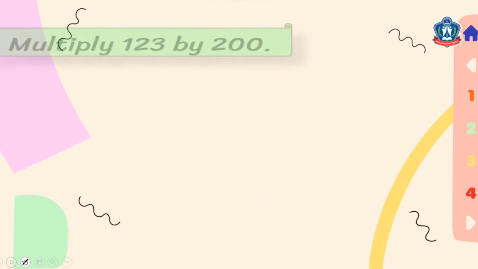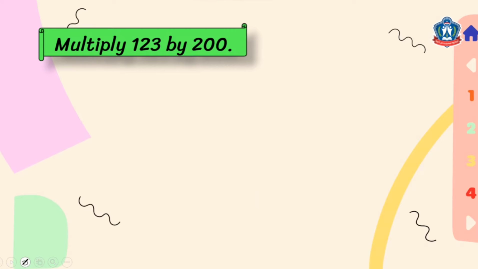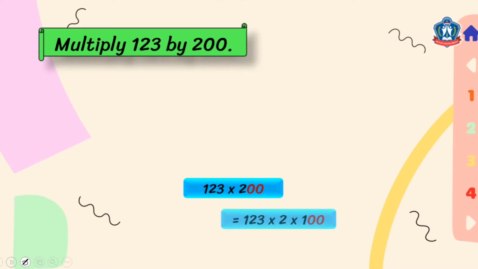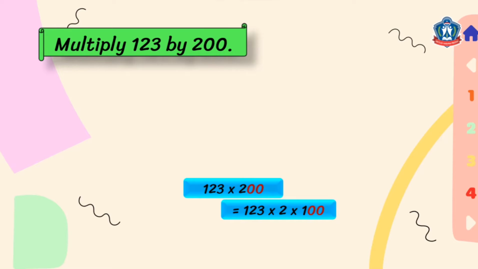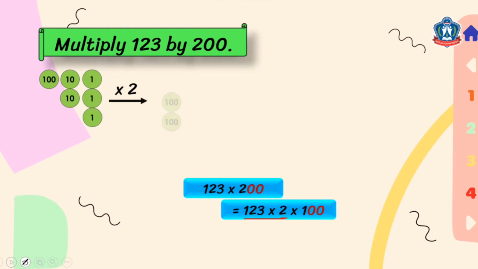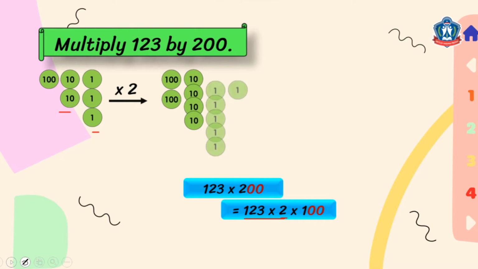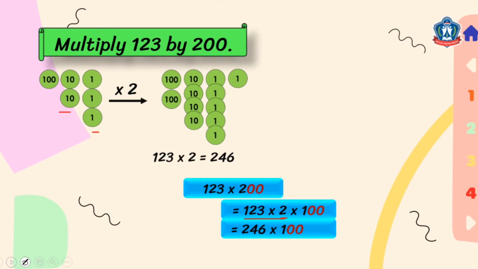Okay, I have here another problem. Let's multiply 123 by 200. So 123 times 200. Let's break 200 into 2 and 100. So let's multiply first 123 times 2. It goes like this: 100 times 2 is 200, 20 times 2 is 40, 3 times 2 is 6. So 123 times 2 is 246.